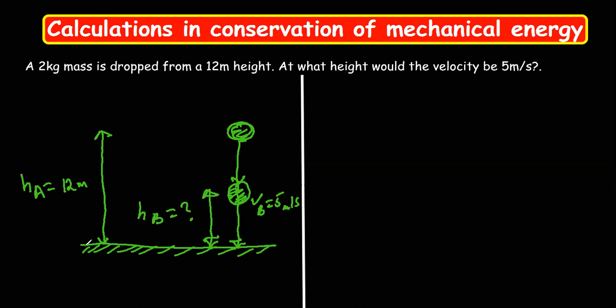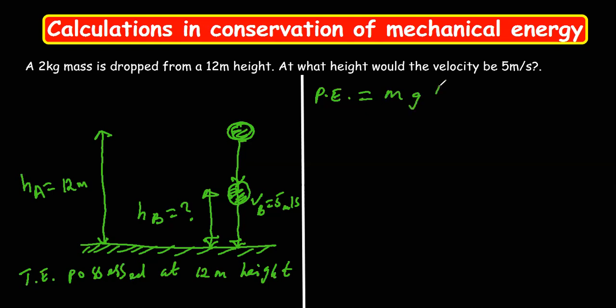Again, we are going to calculate the total energy possessed at 12-meter height, which is going to be the potential energy, which is also given as mgh. So this is A here. So we calculate it first.